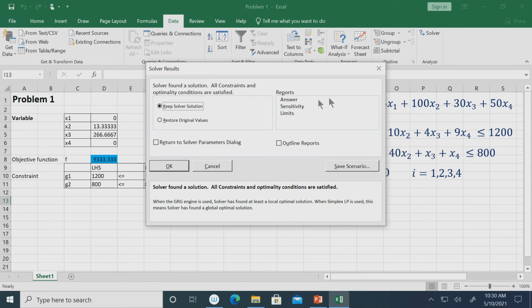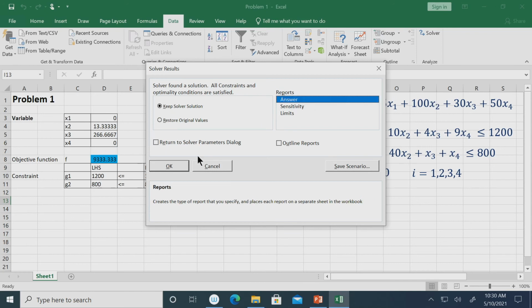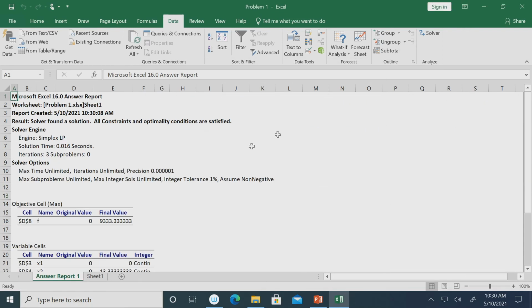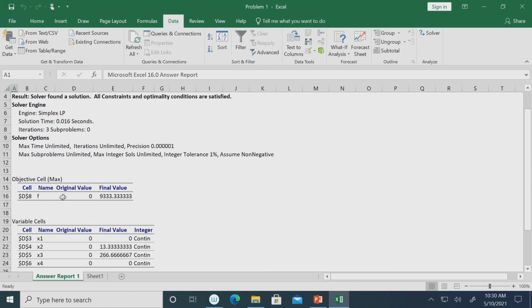Okay. Now, let us go to the answer report. If I go to answer, then I should see the answer here. This is the answer report, and you can see that the objective function cell is now 9333. I already solved this problem using the simplex method, and the maximum benefit you can earn is 9333.